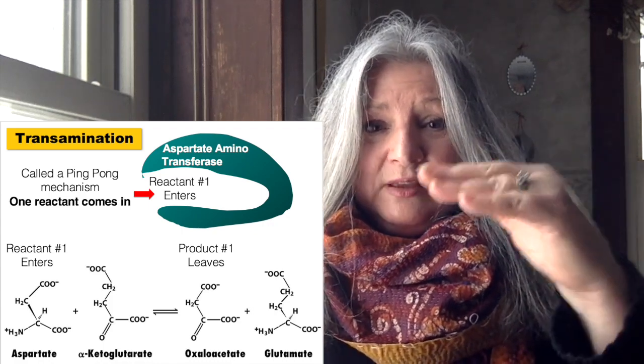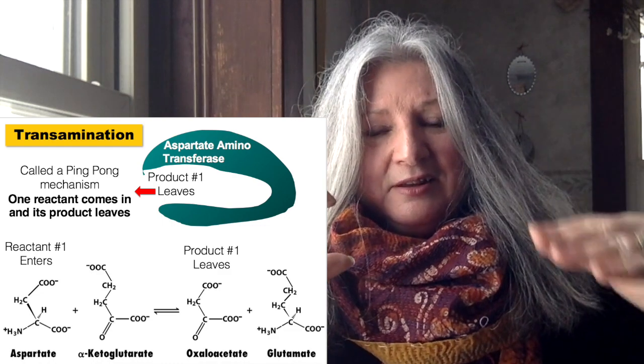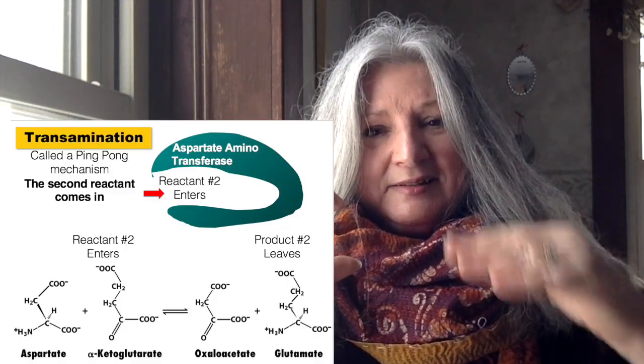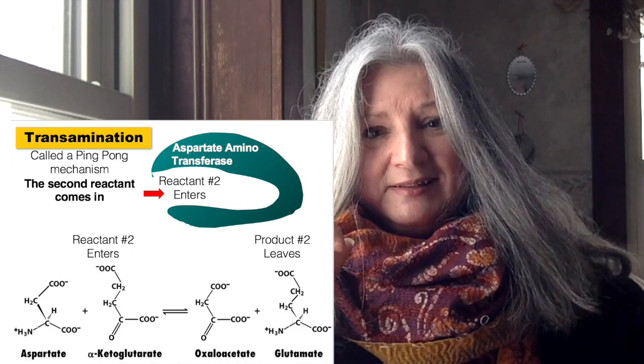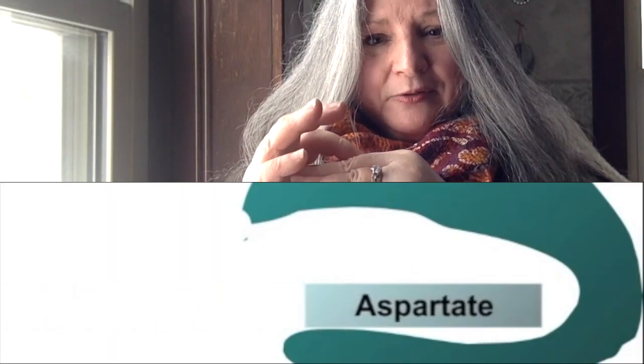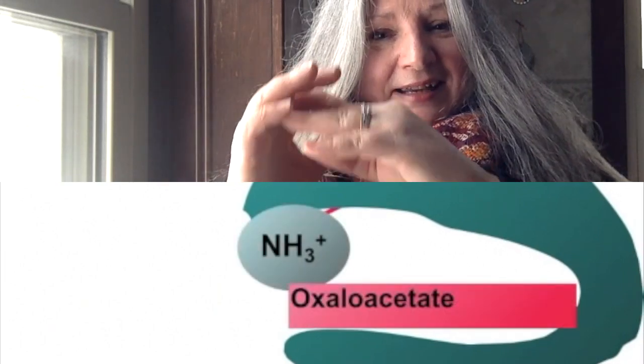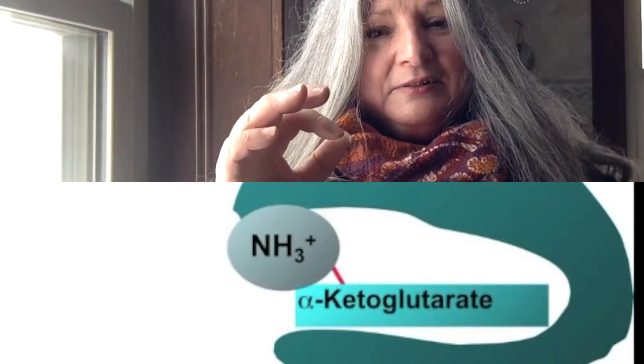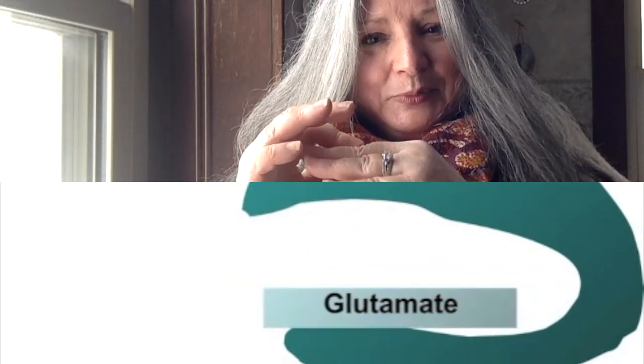So the thing is, the transaminase reaction happens in 2 steps. First, an amino acid comes into the enzyme, and the enzyme takes off its amino group and holds on to it and goes off as an alpha keto acid. Then an alpha keto acid comes in, picks up that amino group, and goes off as the other amino acid. So for instance, let's say aspartate is coming in. Here it is, aspartate. It's going to drop off its amino group, and it's going to leave as oxaloacetate. And here comes alpha ketoglutarate. It's going to pick up that amino group, and leaves as glutamate. And that's how aspartate aminotransferase works.